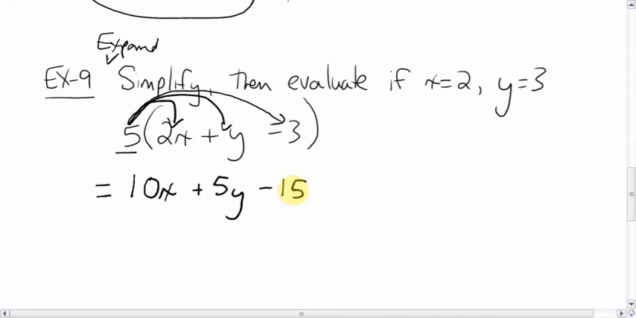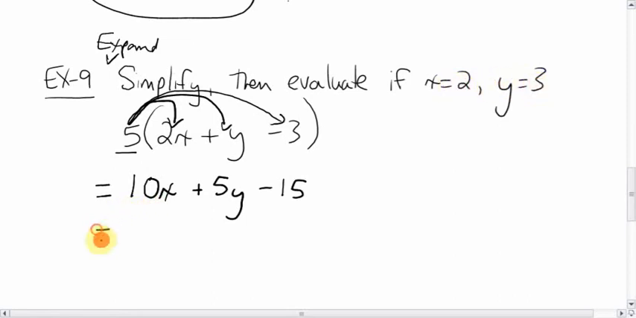Next, check if you can simplify. Meaning, do we have any like terms? And we don't. X's, Y's, numbers. Can't simplify this any further. Remember back when we did evaluating or substitution, we can get a number because we're told that x is 2, y is 3.